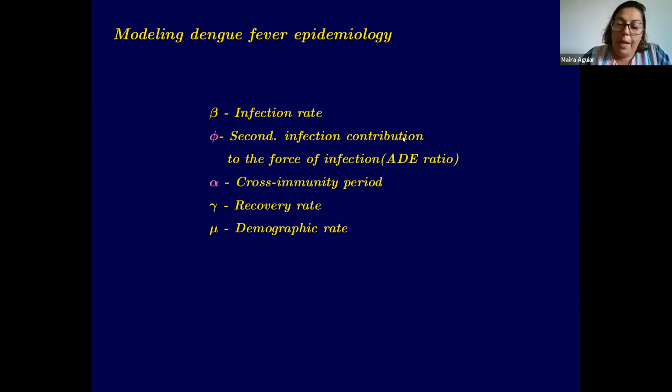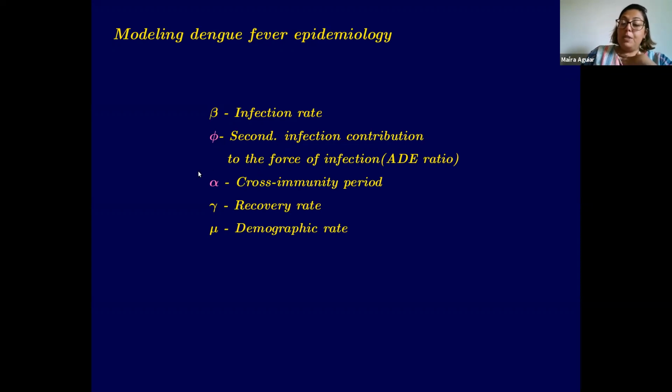One of them I call here the ADE ratio. That would be how much is the impact of individuals in the secondary infection on the force of infection overall. So if we assume that this phi here is larger than 1, it means that individuals in the secondary infection will transmit the disease more than individuals in a primary infection. But if you assume that this phi is below 1, you would assume that individuals in the secondary infection will transmit the disease less than individuals in a primary infection.